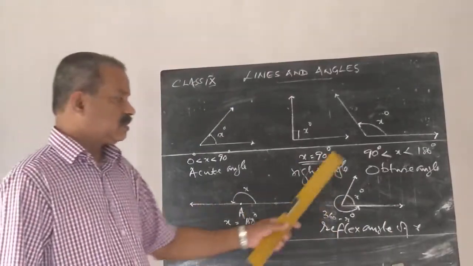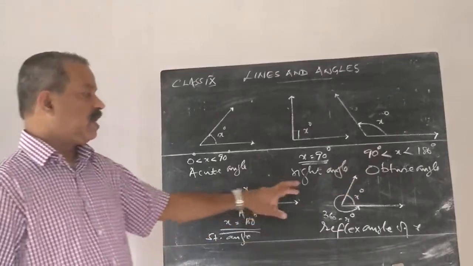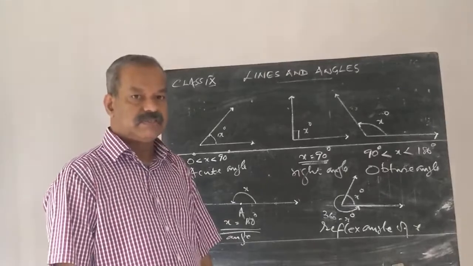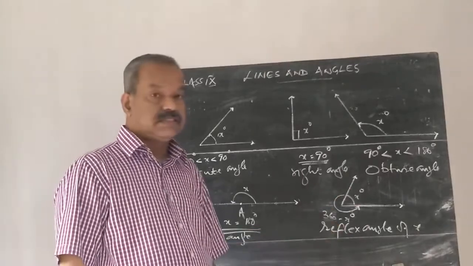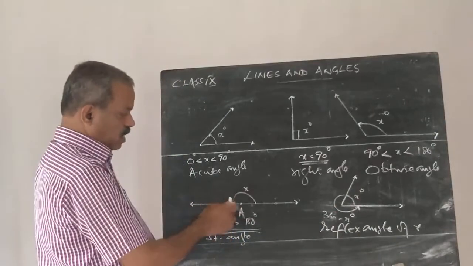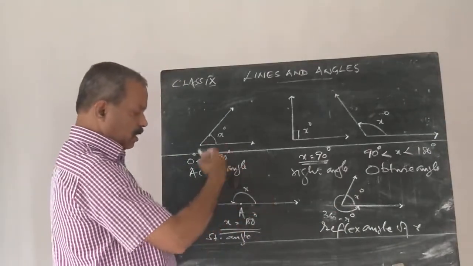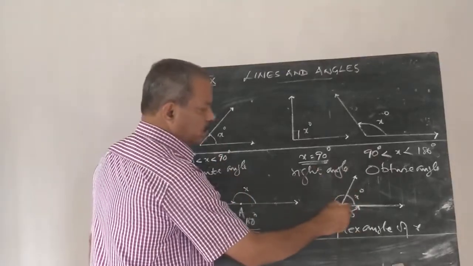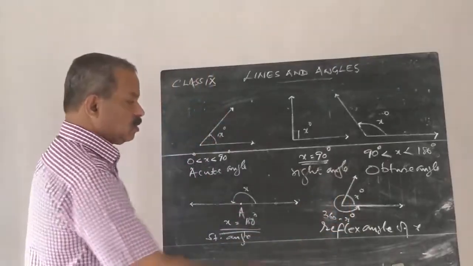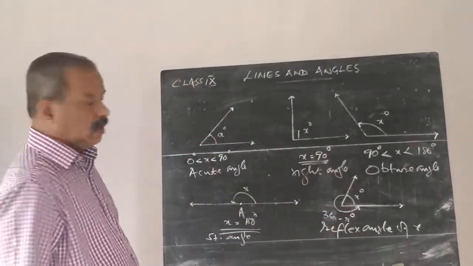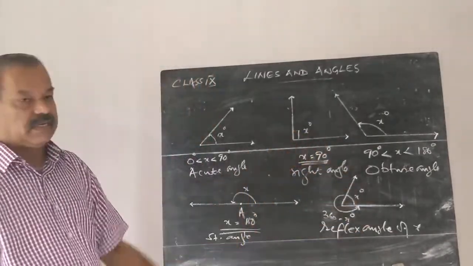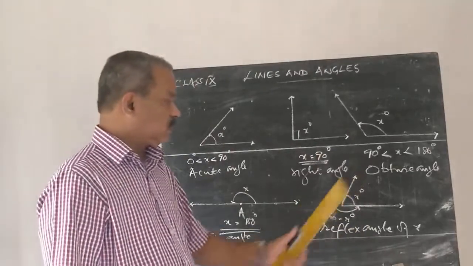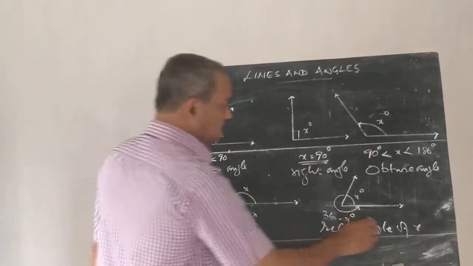How will you calculate the reflex angle of any given angle? If the measure of an angle is p degrees, then what will be its reflex angle? 360 minus p. Here this is 180, again 180. The total angle around a point at the vertex is 360. If one measure is x, the other measure is 360 minus x degrees. Such an angle is called the reflex angle of x degrees.